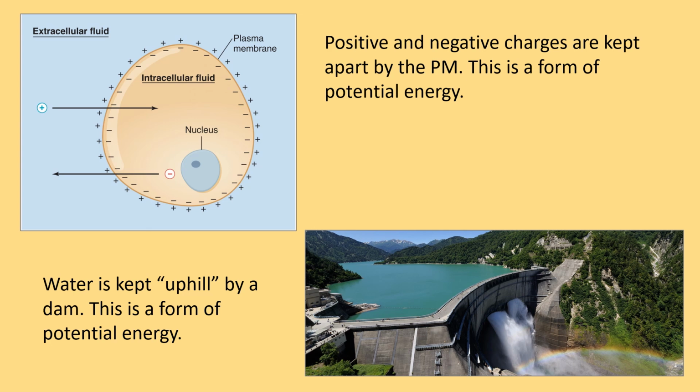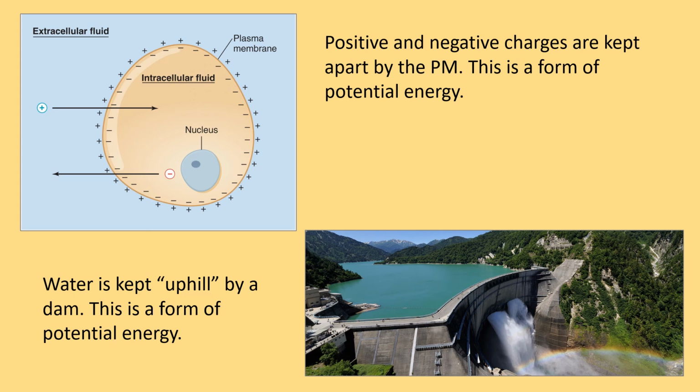Membrane potential is called membrane potential because it is a form of potential energy. And I hope you remember that potential energy is the capacity to do work. So it's stored energy. And let's start with the cell on the left.